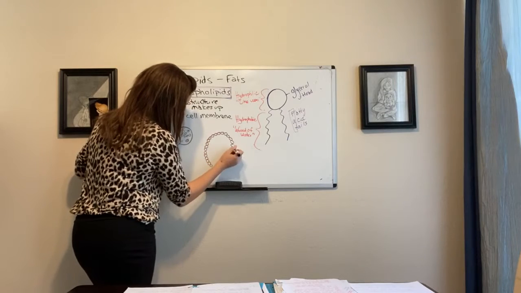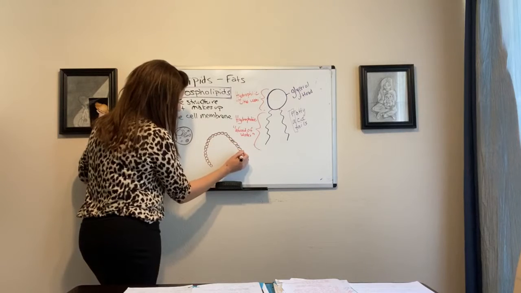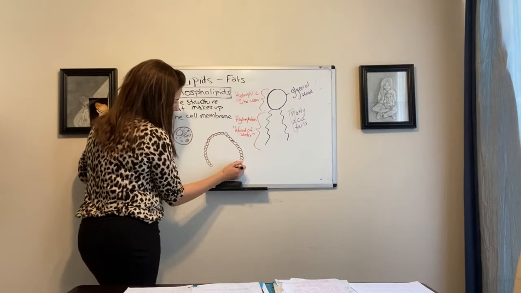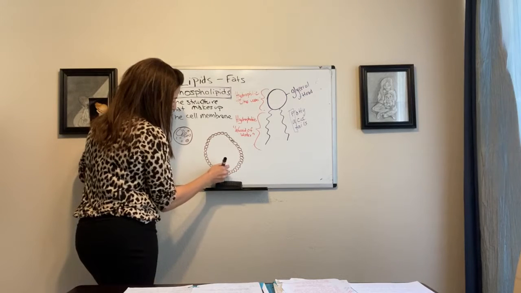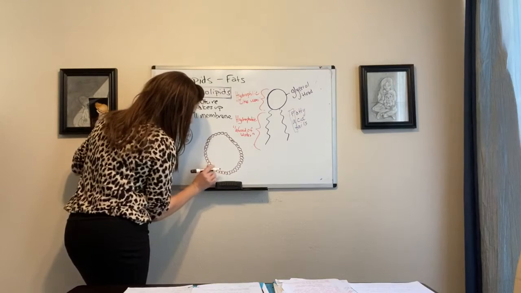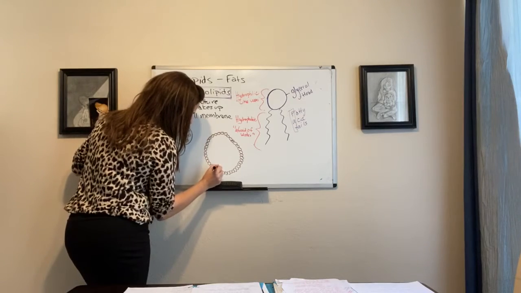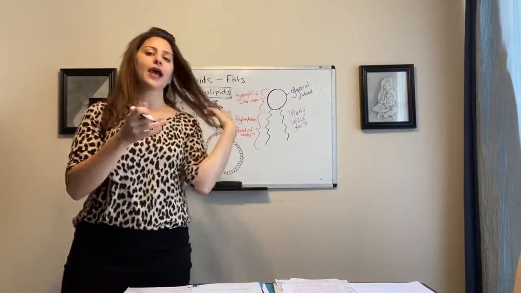And I'm going to just draw a bunch of the heads, and then I'm going to draw the tails so that you see how this structure is going to form. And by the way, notice that these circles, like I said, they're not actually attached to each other. They're just near each other, okay?